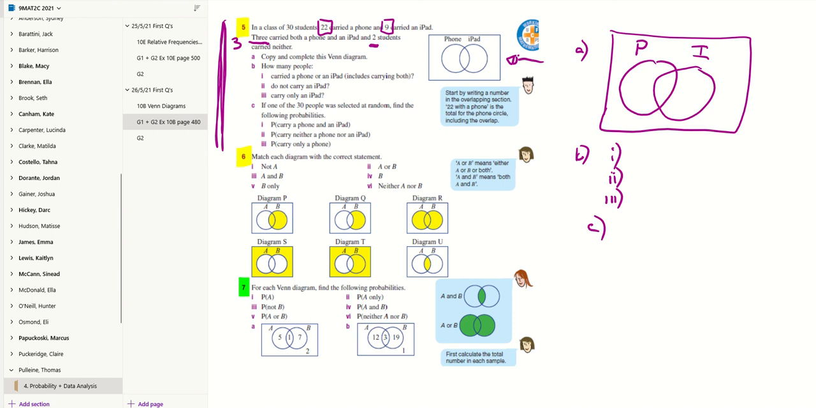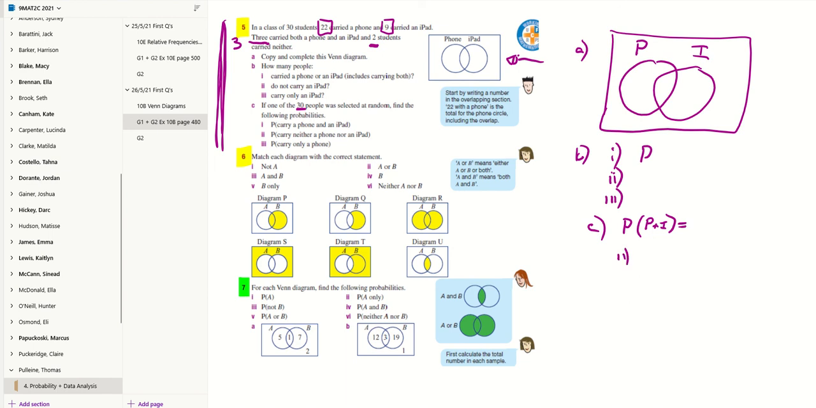All right, let's have a look at C. So this is where we're doing our experimental probability. You're going to come up with probabilities. So the first one is probability of, if one of the 30 people were selected at random, find the following probabilities. The probability of carrying a phone and an iPad. So I'm just going to go P and I. The probability of carrying a phone and an iPad.